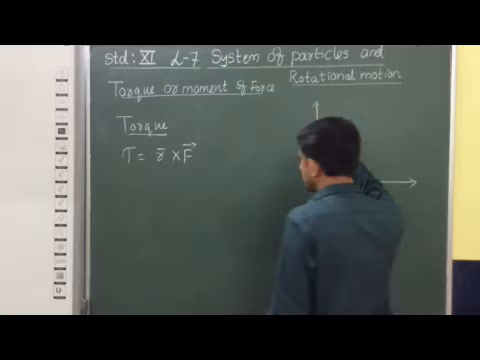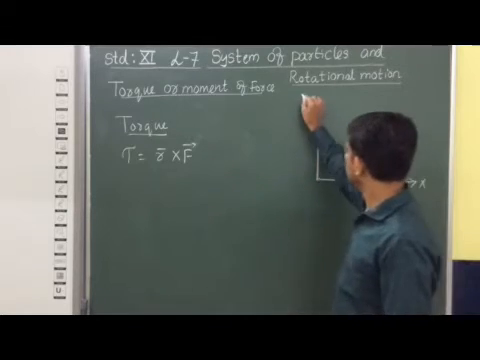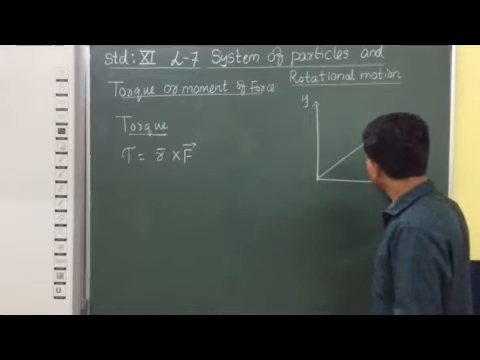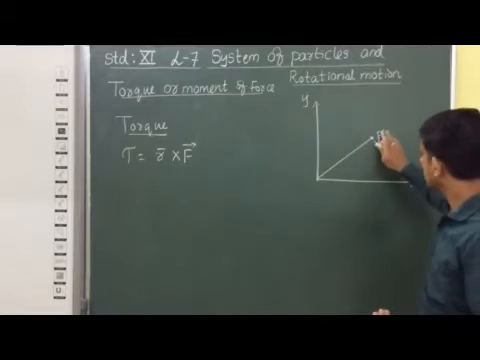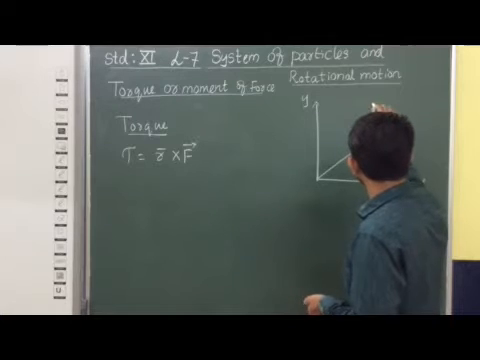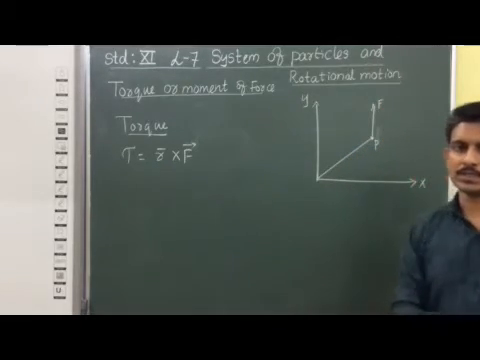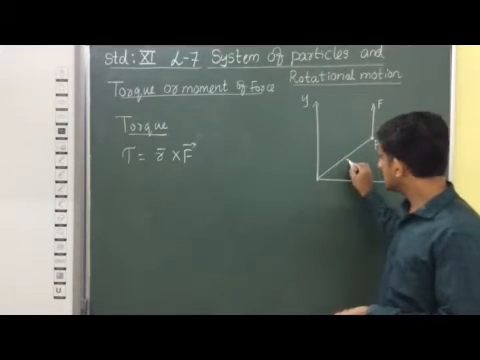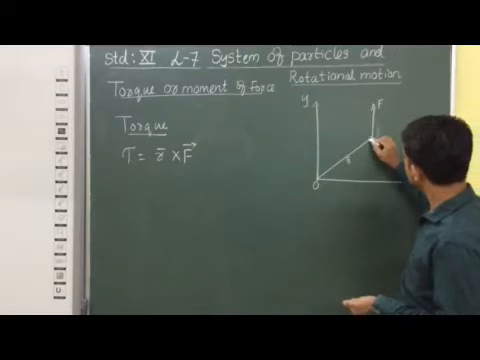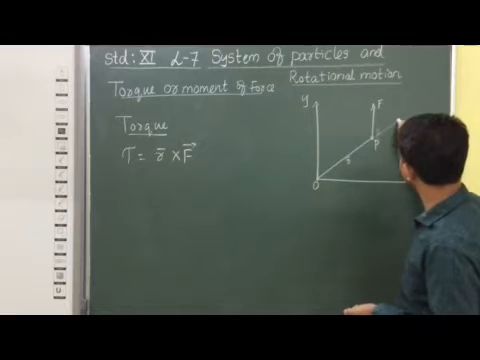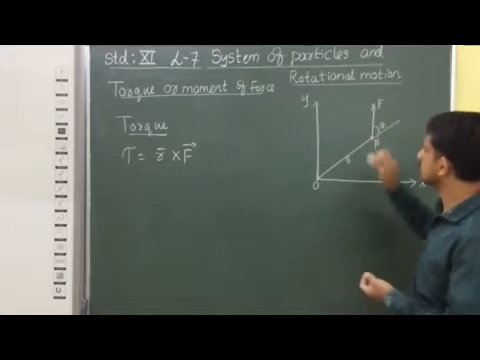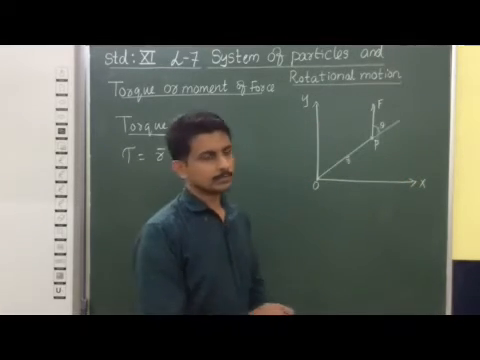Suppose we are considering a situation in which a particle is in an xy plane. Like this, we are considering the case of an xy plane and a particle. I mention this point as P, which lies in the xy plane, and we are considering a situation in which a force acts on this particle along this direction. Let F be the force acting on this particle, and let r be the position vector of this particle from the origin. This is the line of action of this position vector, and the force makes an angle theta with respect to this position vector r.